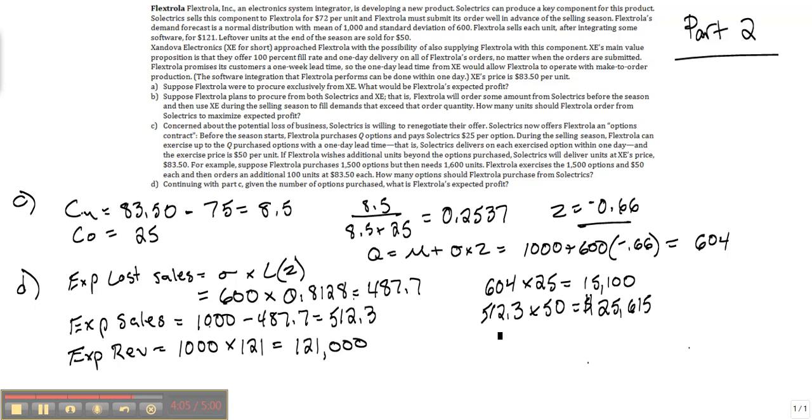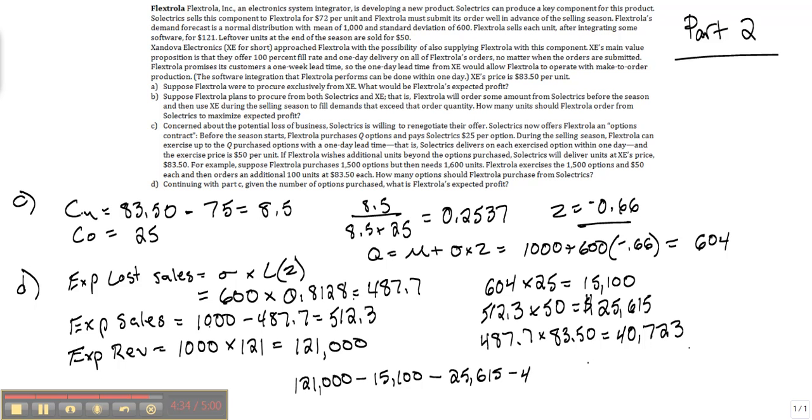Finally, we need to account for the cost of the units purchased without options. So our lost sales are 487.7 times the cost of those units, $83.50 each, and that is a cost of $40,723. So then to compute the profit, we're going to take $121,000 less the $15,100, the $25,615, and the $40,723. And that results in an expected profit of $39,562.